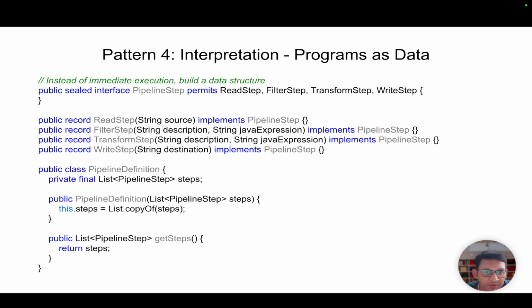Now let's explore the fourth and final pattern, interpretation. This represents the ultimate in flexibility. It treats your DSL programs as data structures that can be interpreted in multiple ways. This separation of definition from execution opens up possibilities that aren't available with the other patterns.